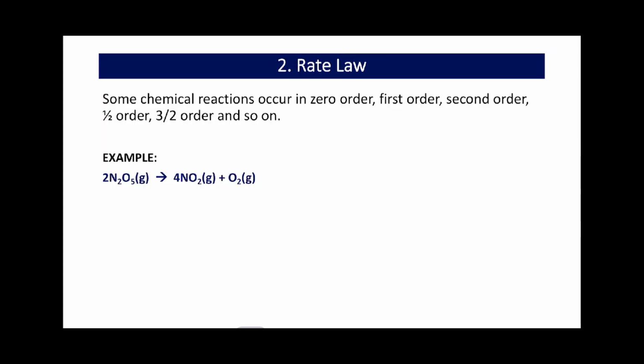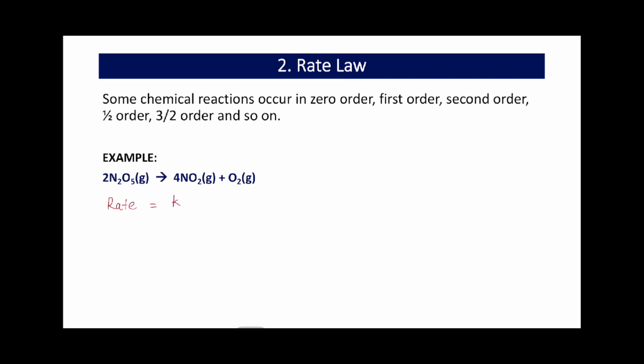Now, let's discuss rate law. Some chemical reactions occur in zero order, some in first order, second order, half order, 3/2 order, and so on. Let's say we have an equation here. So how do we write the rate law? Firstly, we need to write the word rate. Rate equals, then we write the rate constant, K.